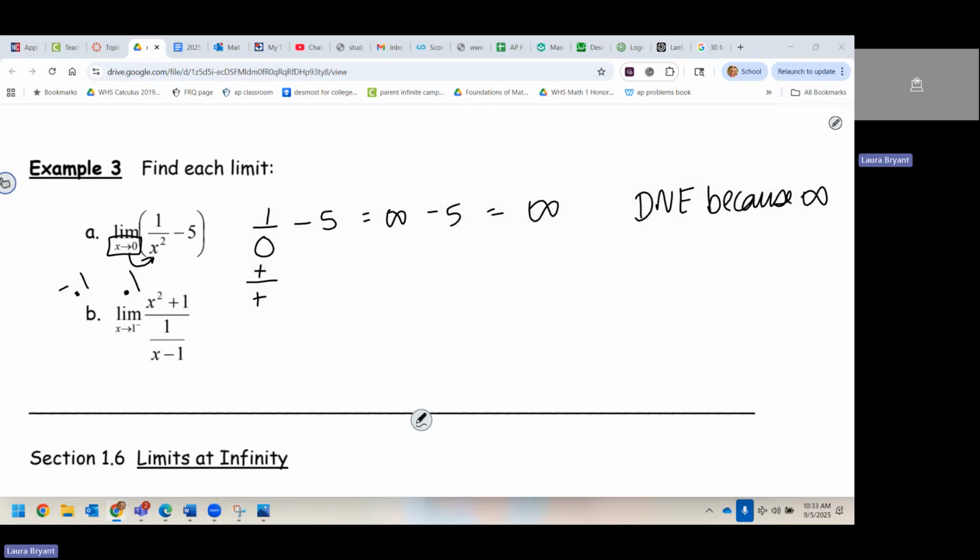Yes, question. So in our answer, do we put infinity or infinity minus 5? Infinity, good question. Yep, this is what that property on the other side is saying: if you add a constant to infinity, you still get infinity.